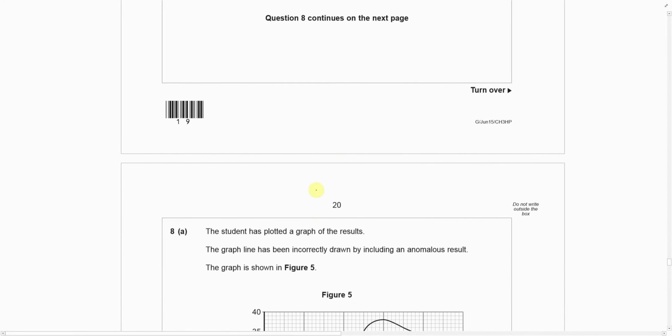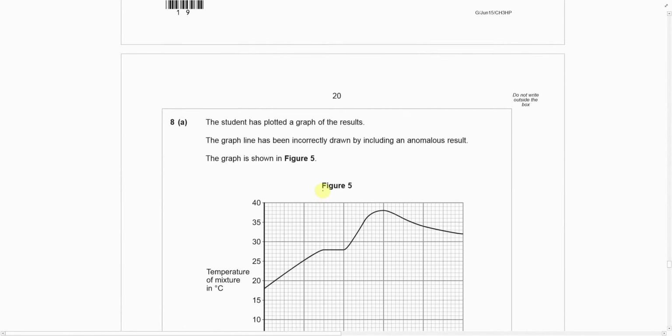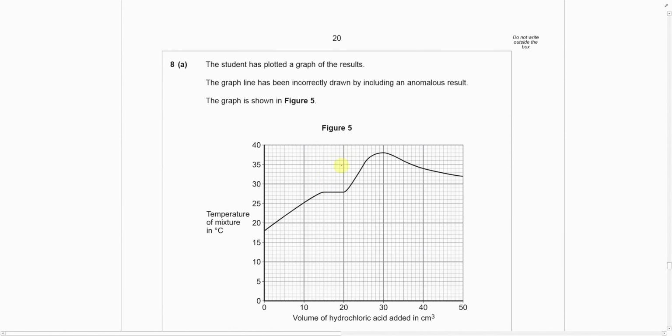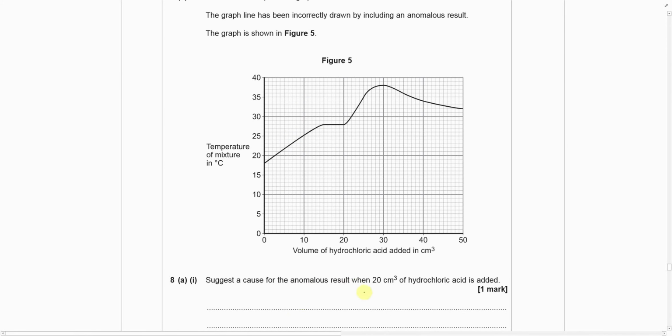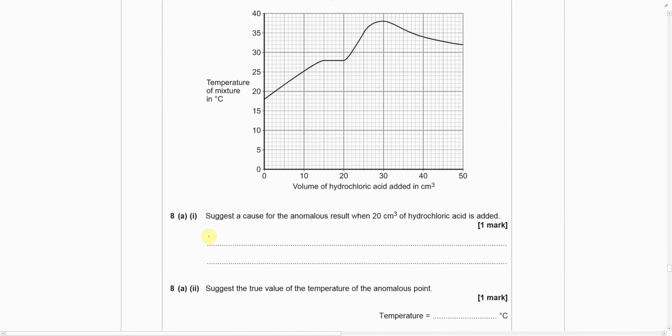The student has plotted a graph of results. The graph line has been incorrectly drawn, including an anomalous result. The graph is shown in figure 5. Suggest a cause for the anomalous result when 20 centimetre cubed of acid is added. Well, I don't think they've got a lid. And there's no lid on there, so you could have heat loss.